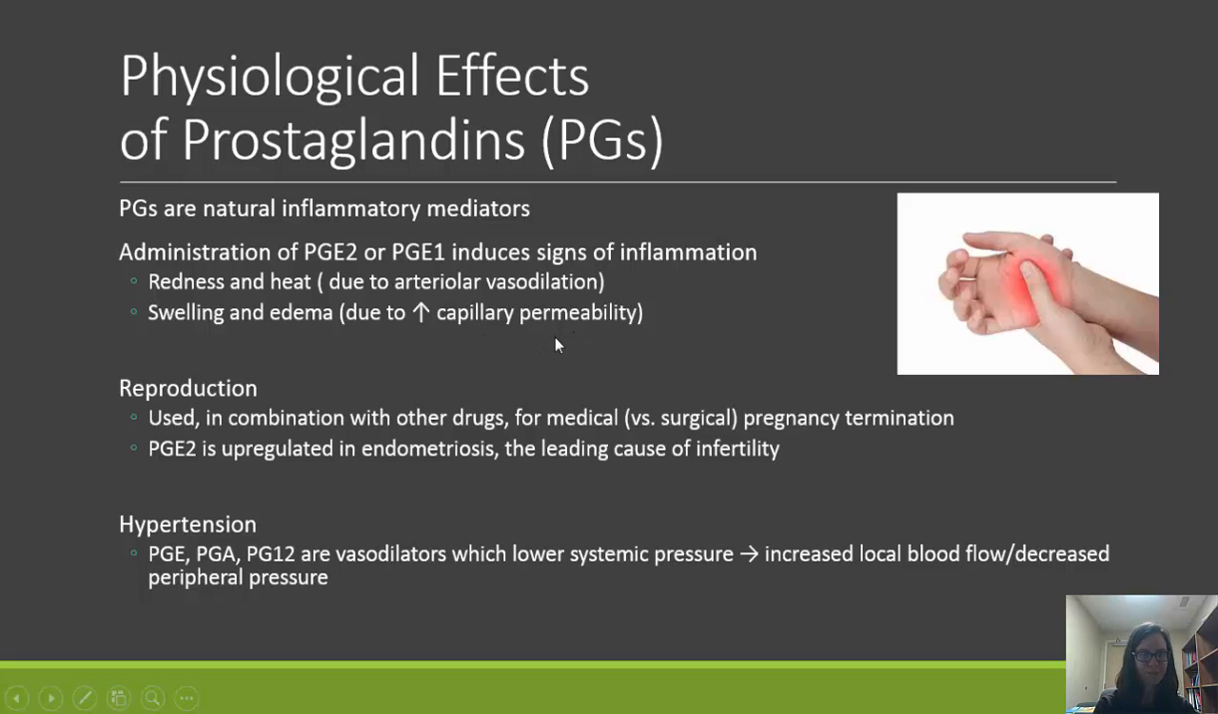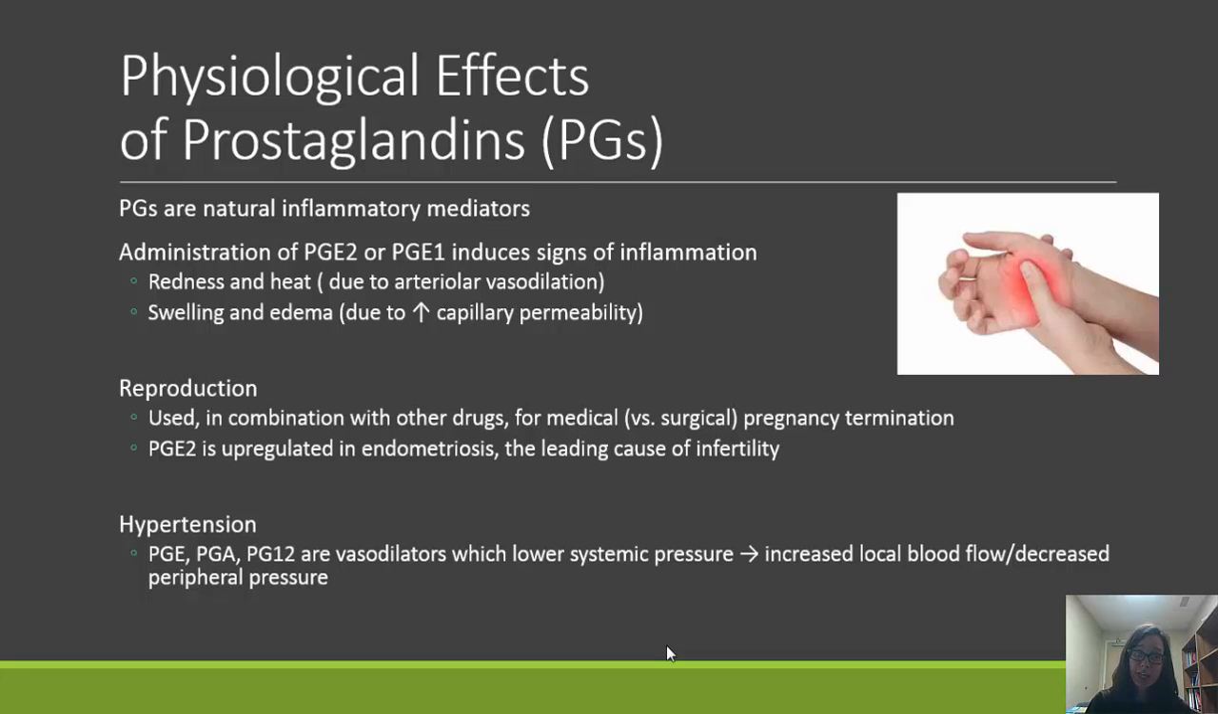permeability. Now, prostaglandins can also have a physiological effect on reproduction. So we know that prostaglandins used to be used for medical termination of pregnancy. So when I say medical, I mean versus surgical. And they are still used in combinations with other drugs for this purpose. We also know that prostaglandin E is upregulated in endometriosis, which is the leading cause of infertility.